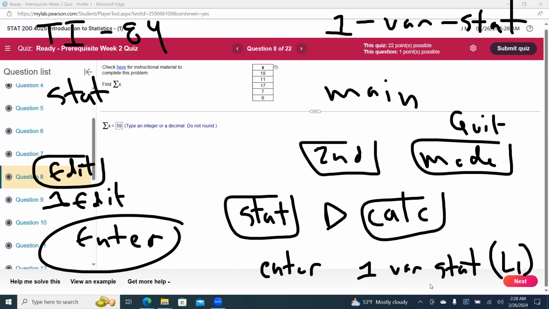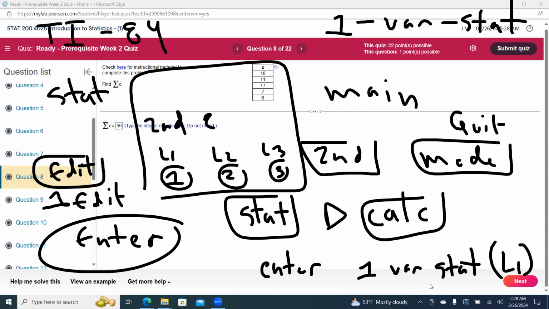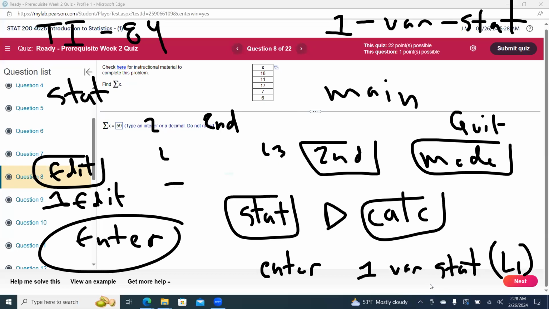Now remember, I didn't write this. This is like a side note right in the middle of the page because it's all we have. So we have a 1 button, which has an L1. We have a 2 button, which has an L2. We have a 3 button, which has an L3. Anytime you have a little blue or yellow or whatever it is writing above it, it means second. So if you do second 1, it's L1. If you do second 2, it's L2. But you have to input L1 into the one var stat, which is second 1. And then you go down to calculate and do that.